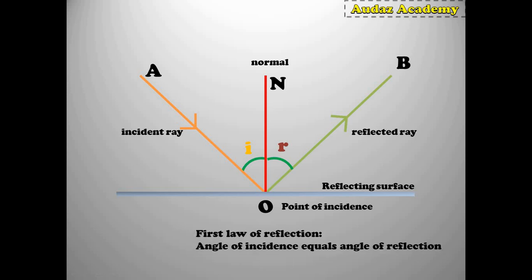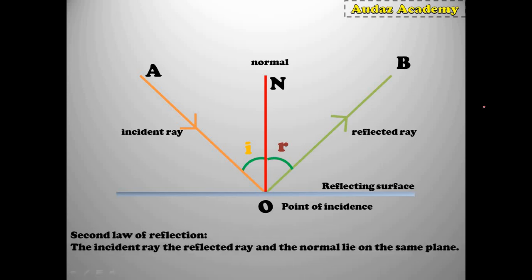Now the second law of reflection is: the incident ray, the reflected ray and the normal lie on the same plane. So you can see this blue one is the reflecting surface, and our incident ray, our reflected ray and the normal, all three are on top of the surface. So they lie on the same side of the surface, or on the same plane.